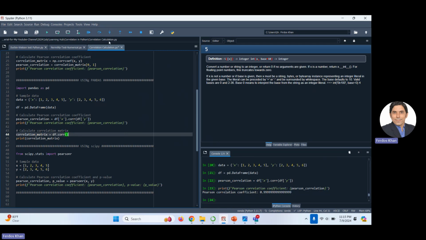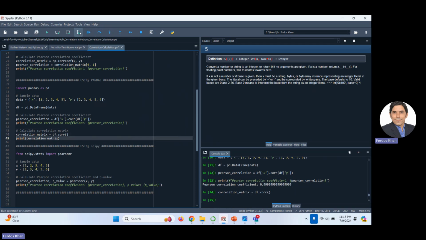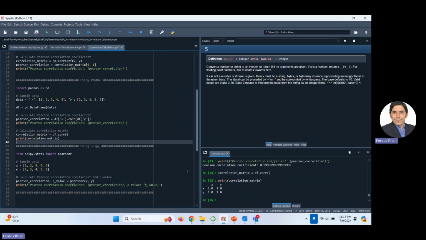And you can calculate the matrix. So you can calculate and then you can print. How will it look like this? Yes, it looks like this. Correlation between x and y is 1. Yeah, it's 0.9999, and of course you can round this up to 1. Okay, so this is about how you can do this in pandas.